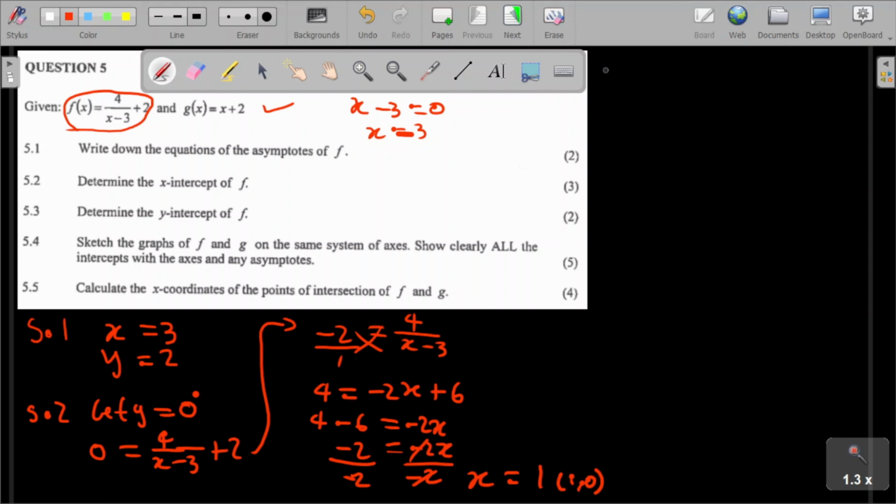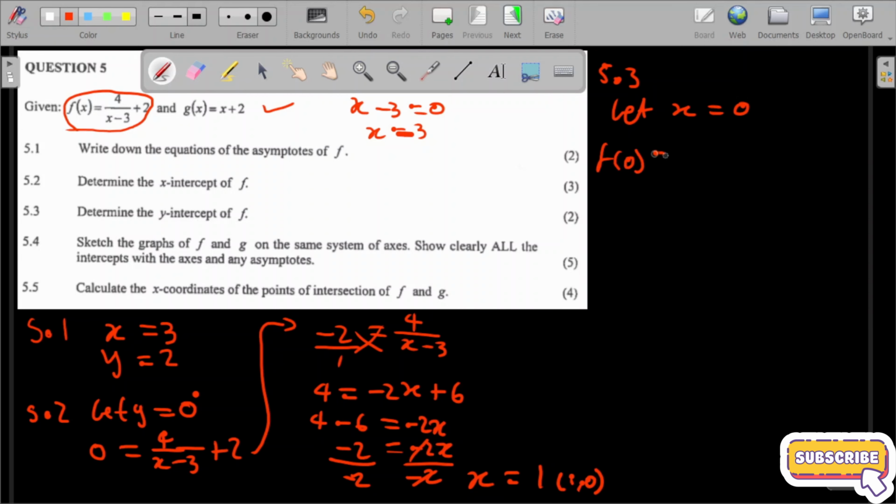So now 5.3, it's saying we must find the y-intercept. For the y-intercept, we let x = 0. So f(0) = 4 over (0 - 3) plus 2, which gives us 2 over 3. And then my y-intercept is (0; 2/3). And then from here, we're going to sketch our graph.